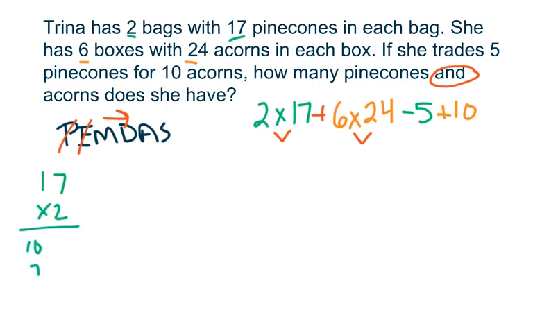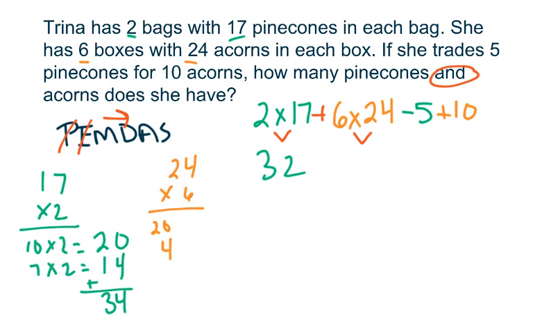I'm going to go ahead and use partial products to solve 17 times 2. So my first step is to expand 17 into 10 and 7. I need to multiply each piece times 2. 10 times 2 is 20. 7 times 2 is 14. I'm going to add those 2 pieces and I get 34 as my product. I'm going to use partial products to solve my next problem as well. So I have 24, I expanded, and I'm going to multiply each piece times 6. And then I'm going to go ahead and add. And I get 144 as my product.